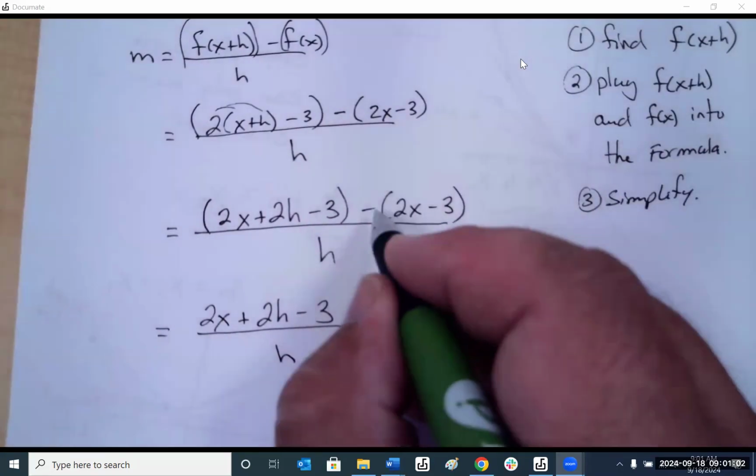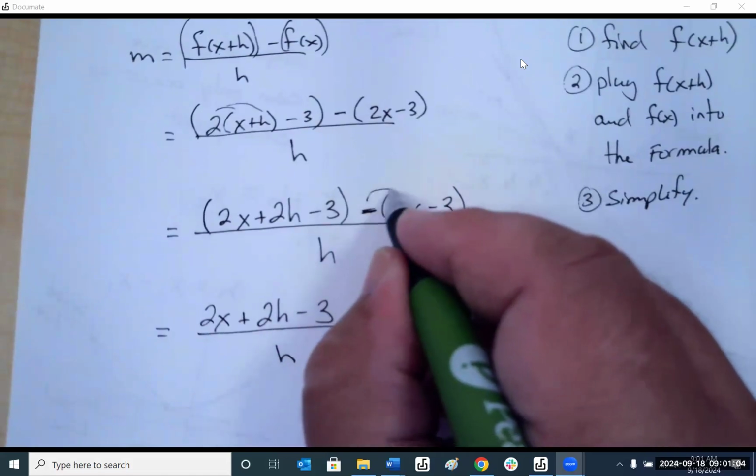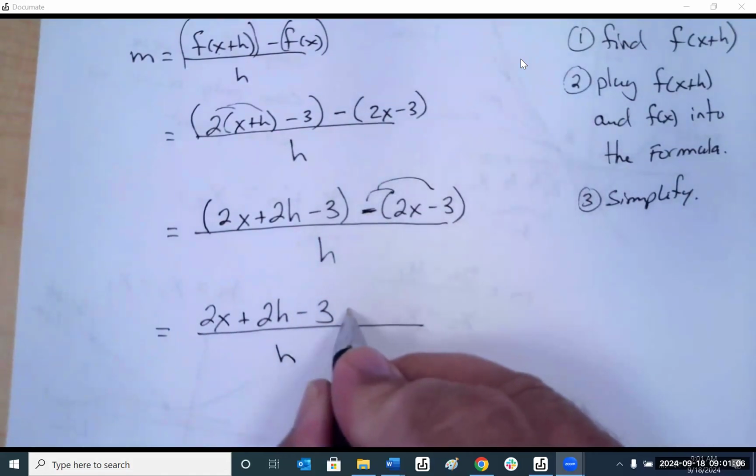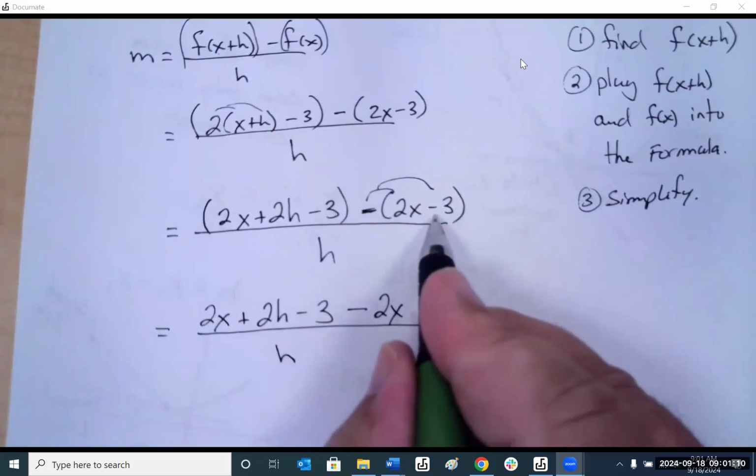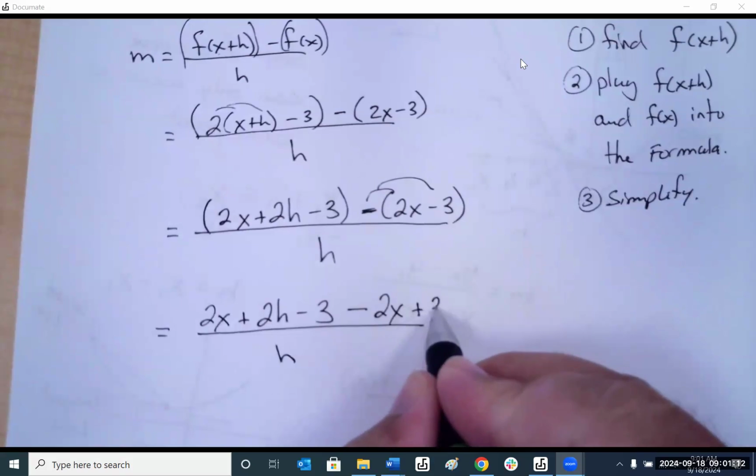And the second parenthesis, since it has a negative in front, I change all the signs inside there. So it used to be positive 2x, now it's negative 2x. Used to be negative 3, now it's positive 3.